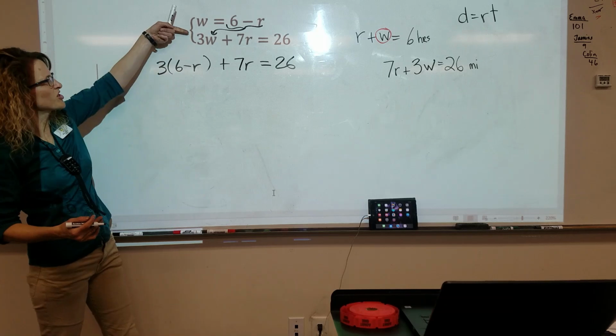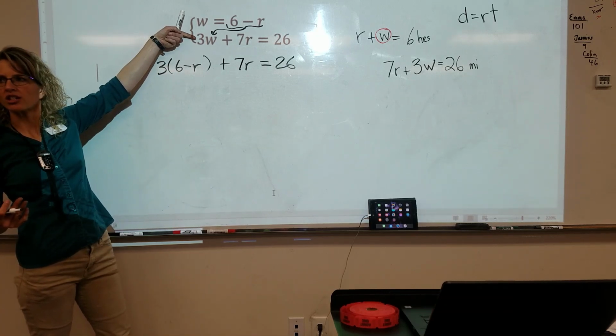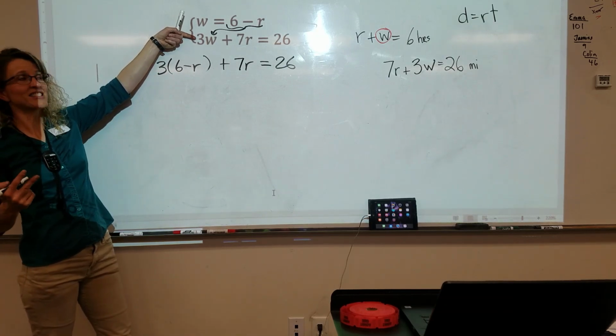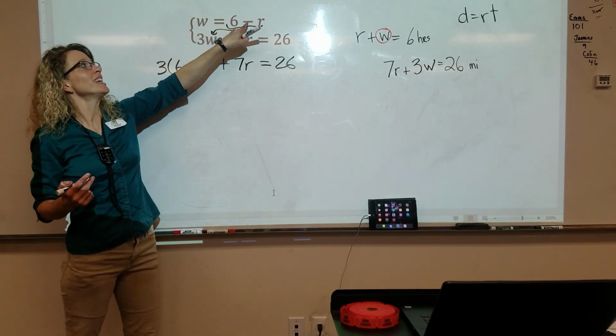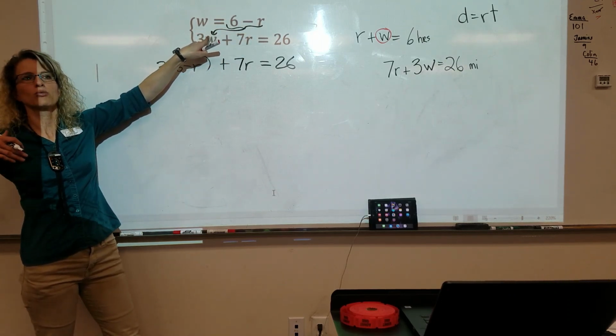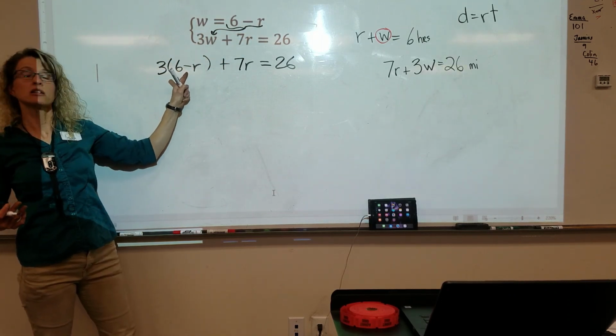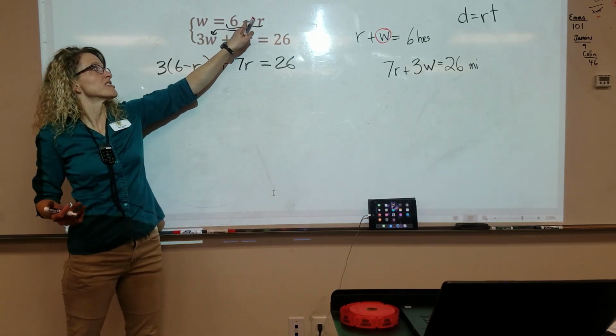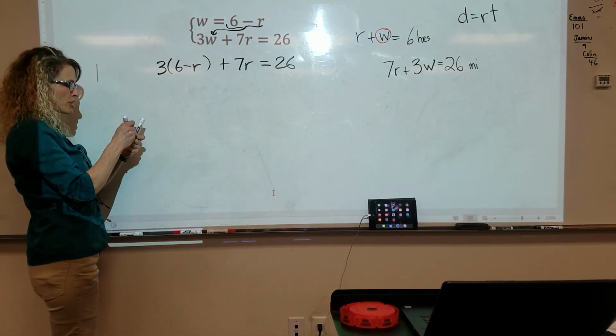What did Mrs. Boone just do? I rewrote the equation that had both variables in it. And instead of a W, I wrote what W equals. If I said W equaled 29, I could put a 29 here. But we don't know what it equals, but it is 6 minus R, so I put 6 minus R. Okay, we're going to distribute.